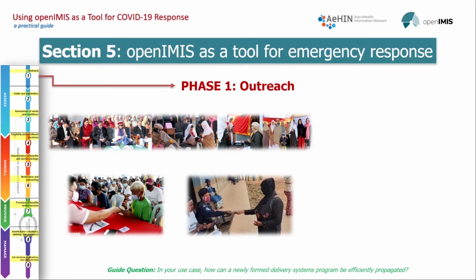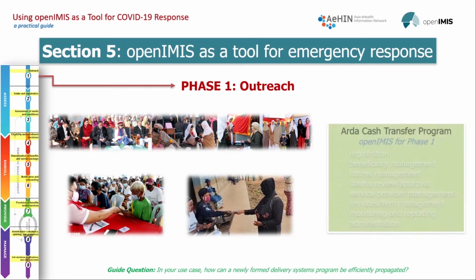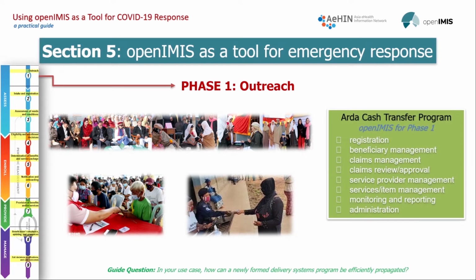Let's look at how we can use openIMIS for our hypothetical case in the city of Arda, specifically for Phase 1 of our Arda Cash Transfer Program. The need for rapid information dissemination at this early stage in the ARDA program requires established communication lines. For this phase, openIMIS may have limited direct functionalities.